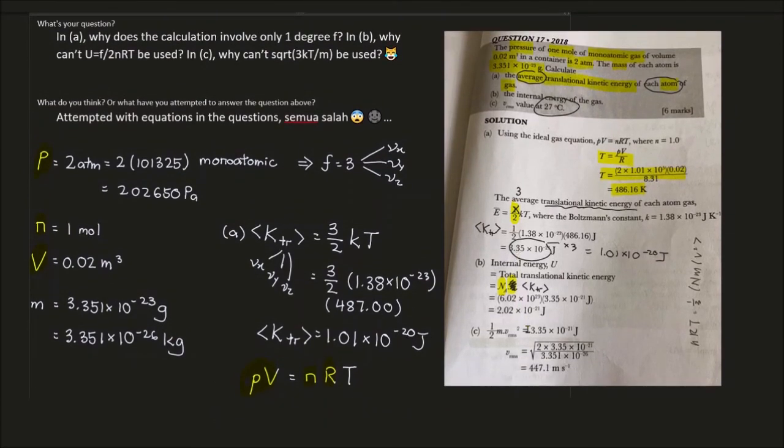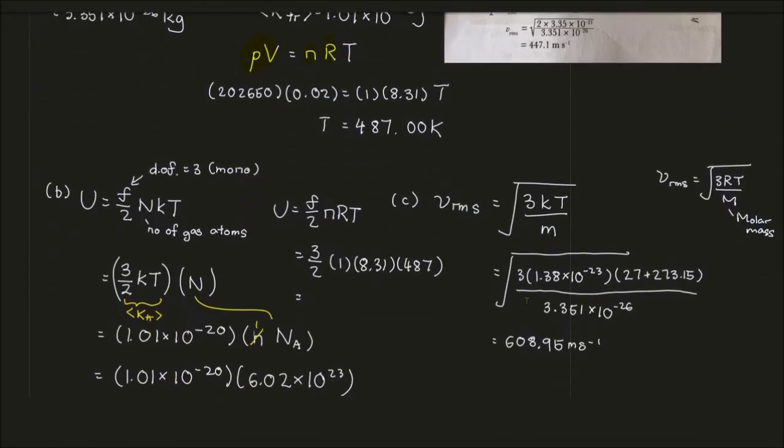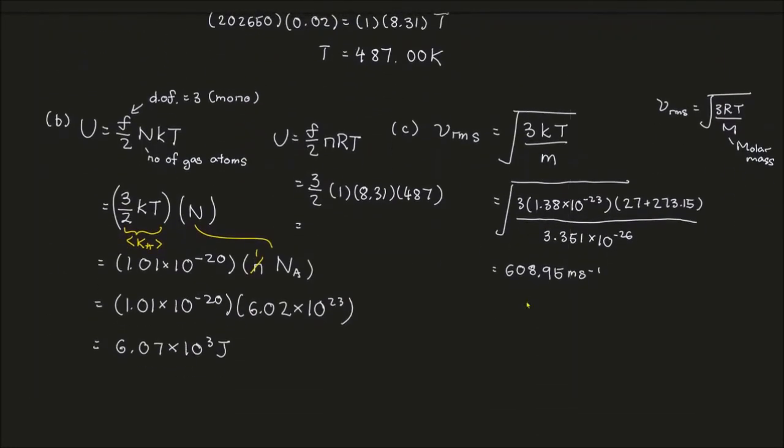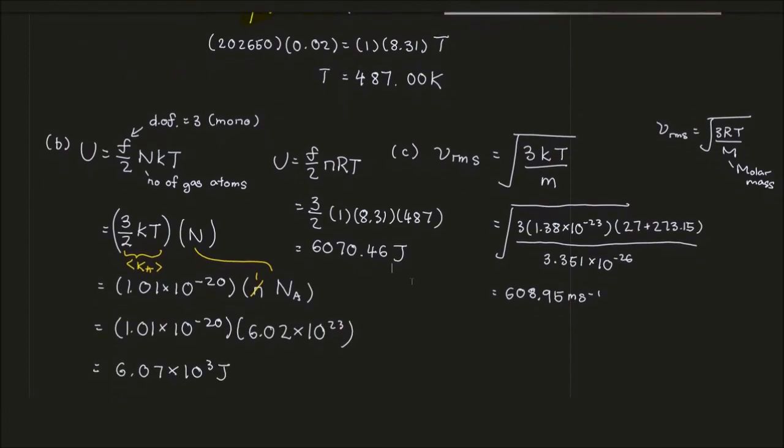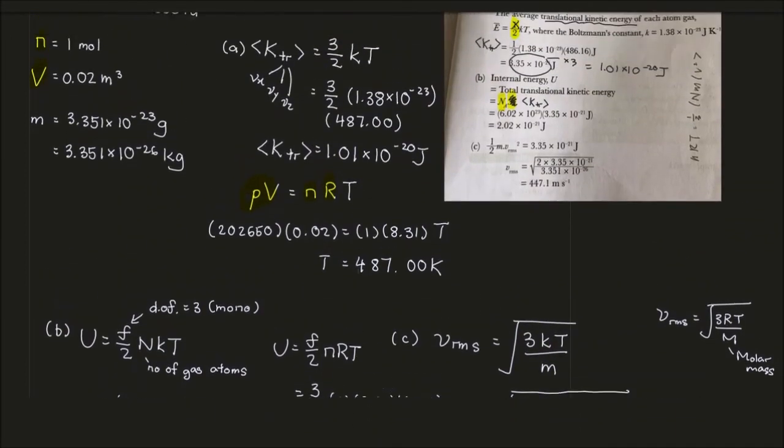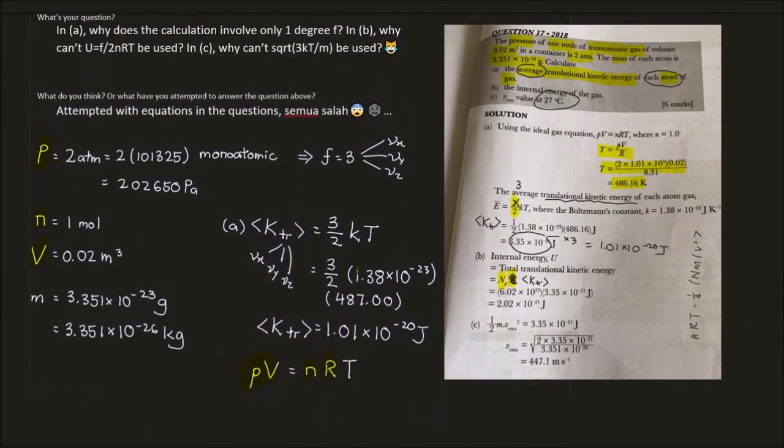So I believe if you times 3, you get the same answer also. 6070.46. Yeah, if you times 3, you get the same answer. This one times 3 is around 6.06. Yes, it's around there. Okay, so question B solved.